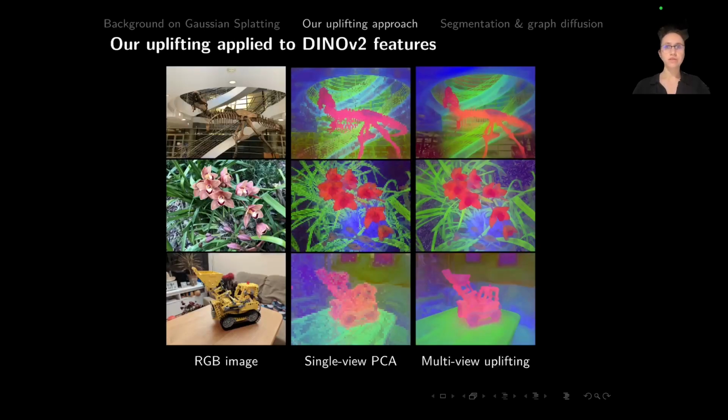Let's now look at visualizations. In the middle, you see a PCA of DINOv2 features extracted independently from each image. These are coarse, patch-level representations, and on the right are the features obtained after aggregating all the 2D feature maps into 3D using our uplifting and reprojecting back into 2D. And we get sharp pixel-level representations.